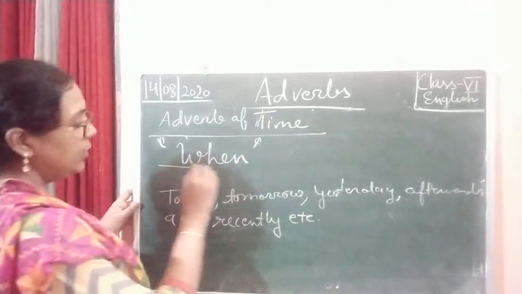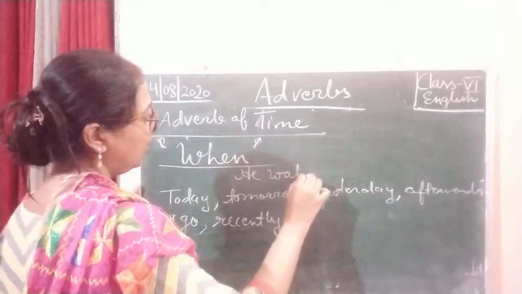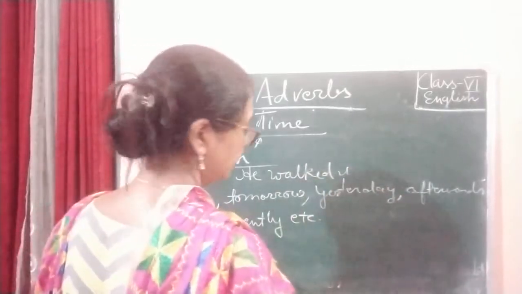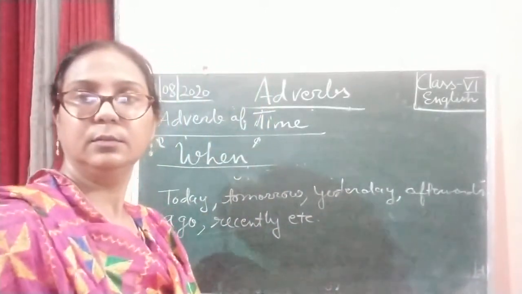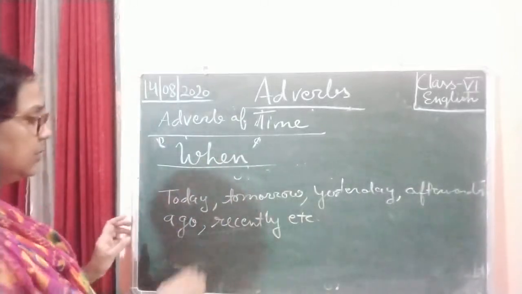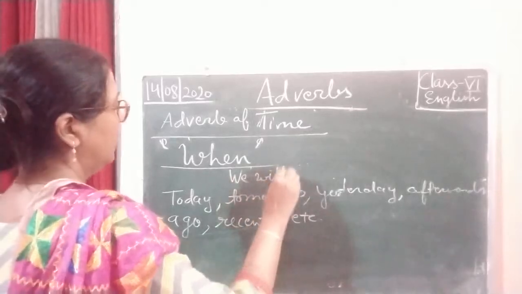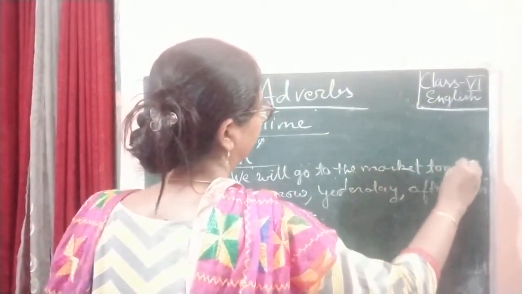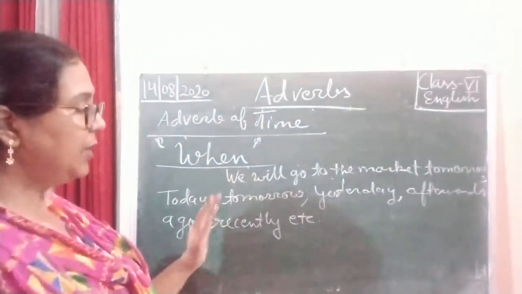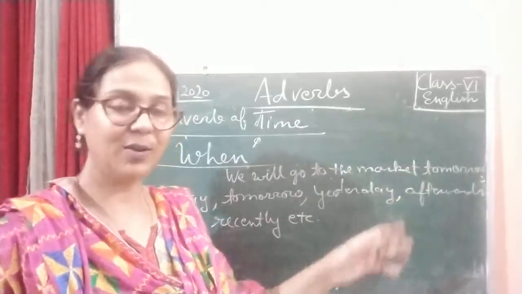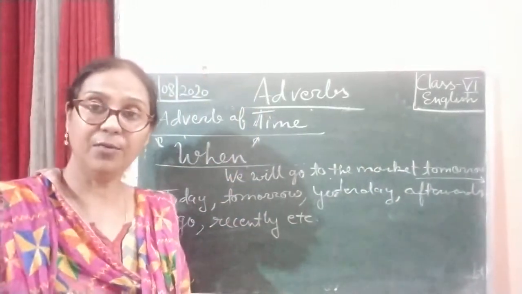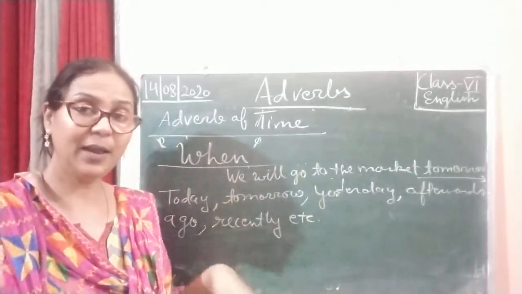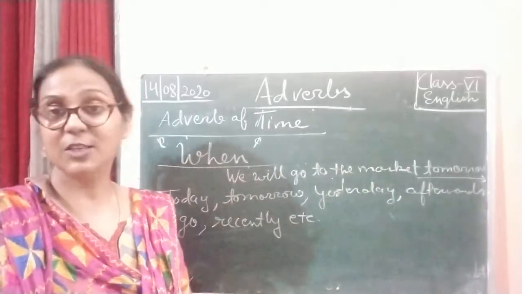For example, if I am going to give you, he walked. So if I am going to give you one example about this, we will go to the market tomorrow. So now here we are going to work on which time? Tomorrow. So it's showing the time of our action. When we are supposed to do it, we will do it tomorrow. So this is only one example, and from this you can understand that it's showing the time of an action.